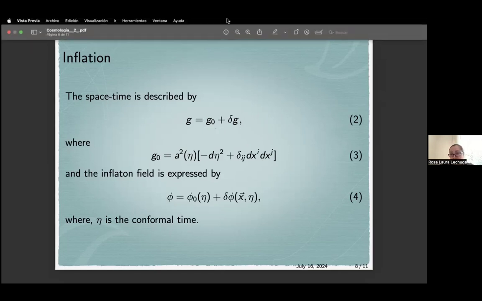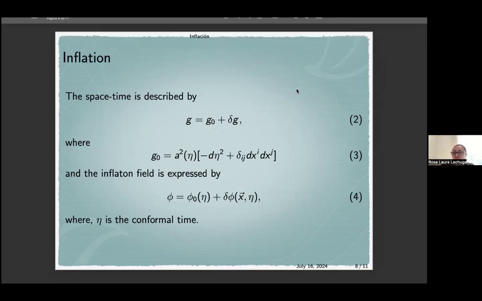If you had attended the course of perturbation theory, it could help us. It's not exactly the same, but the idea could help in this case. And the inflaton field is expressed in terms of a background and the other modes of the field. Let me explain something about it. This is the background.